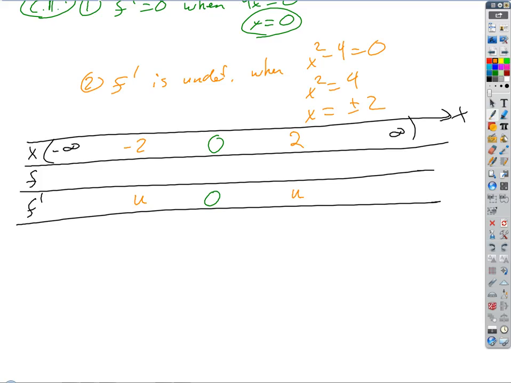So now what? First derivative test. To do the first derivative test, what do I need? Some test points. What are convenient ones? 1 and -1, and then 3 and -3.